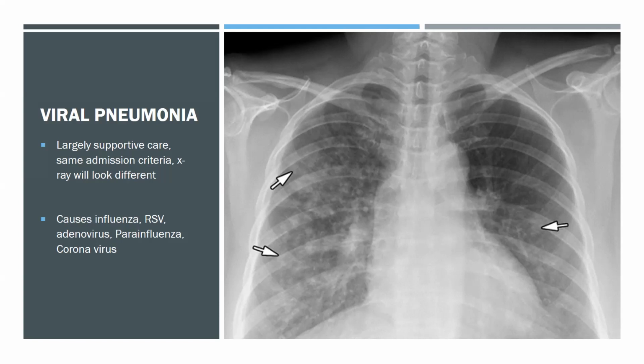We want to make sure that they're hydrated. We can put them on antivirals. We want to identify the cause. Was it influenza, RSV, adenovirus, parainfluenza, or now coronavirus? These coronaviruses were usually just ubiquitous viruses, but now we're deciding to find them all over. So we're finding them more often.